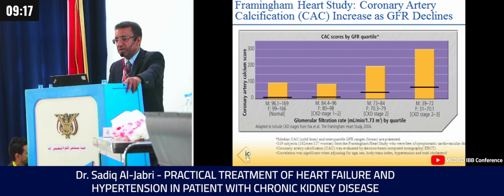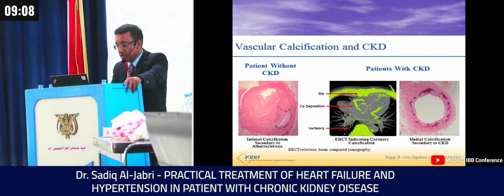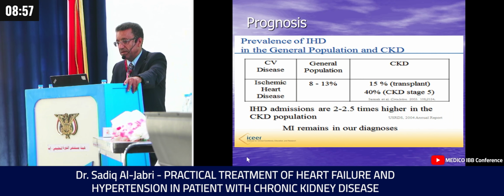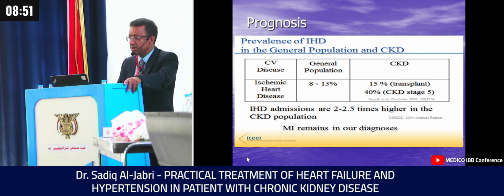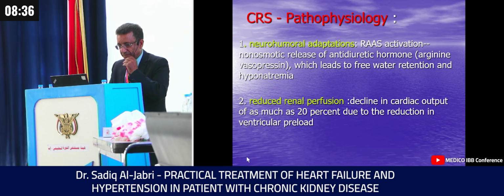As we see in the Framingham heart study, coronary artery calcification increases as GFR declines, and in this section we can see how medial calcification rises secondary to chronic kidney disease due to calcium phosphorus metabolism, with deposition of phosphorus in the intima of the vessel. The prognosis of CKD with ischemic heart disease can reach up to 15% in transplant patients and up to 40% in CKD stage 5.